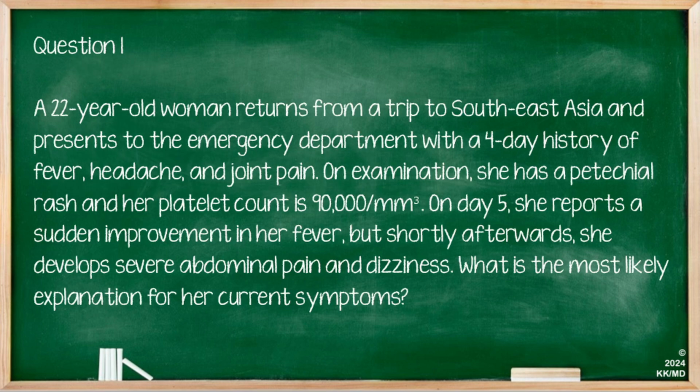So let's now try a question. A 22-year-old woman returns from a trip to Southeast Asia and presents to the emergency department with a 4-day history of fever, headache, and joint pain. On examination, she has a petechial rash and her platelet count is 90,000 per millimetre cubed. On day 5, she reports a sudden improvement in her fever, but shortly afterwards, she develops severe abdominal pain and dizziness. What is the most likely explanation for her current symptoms?